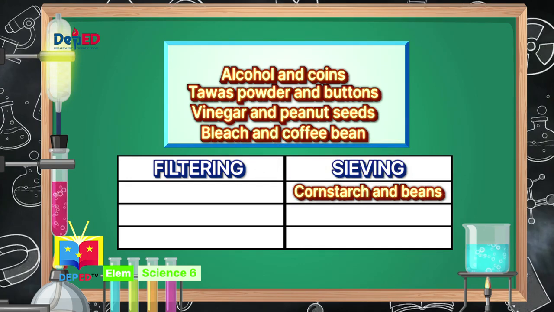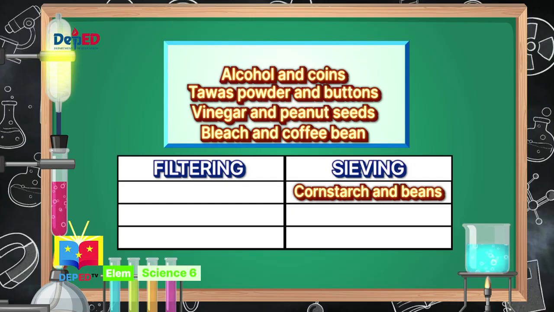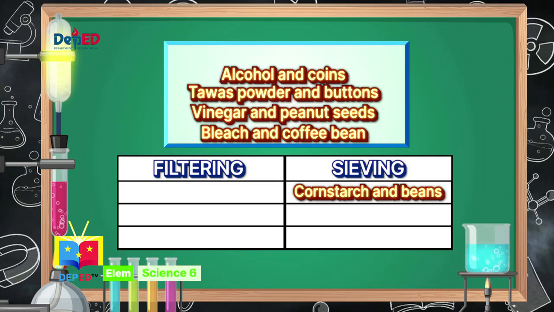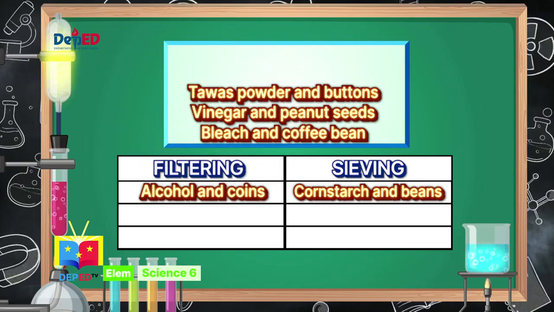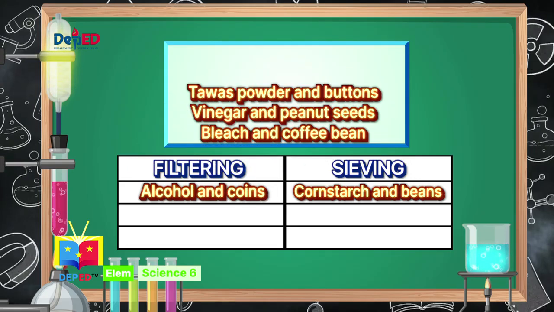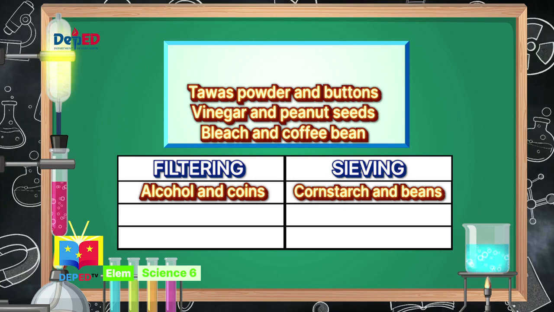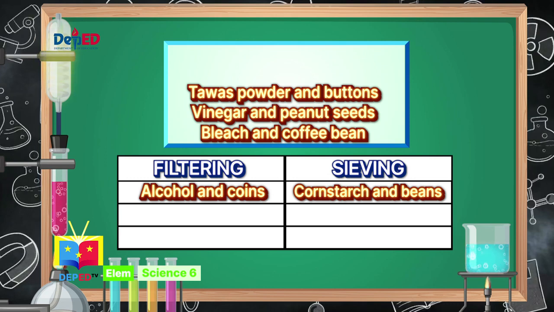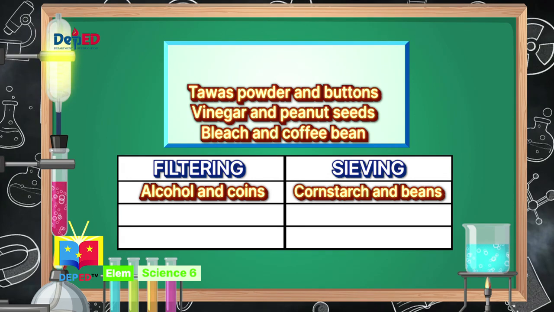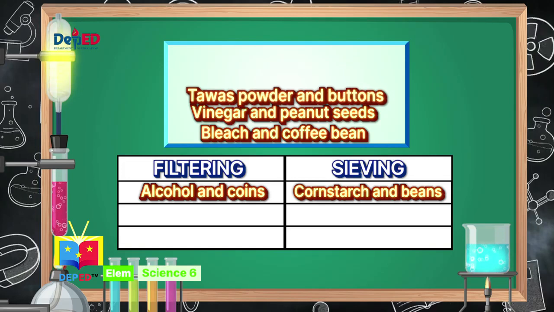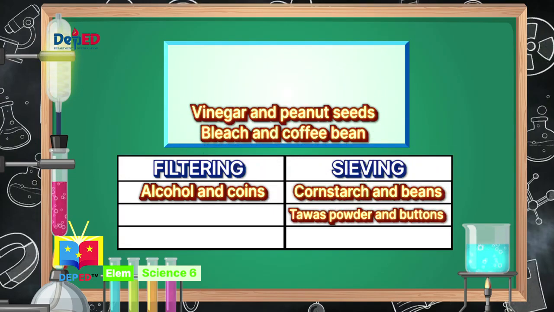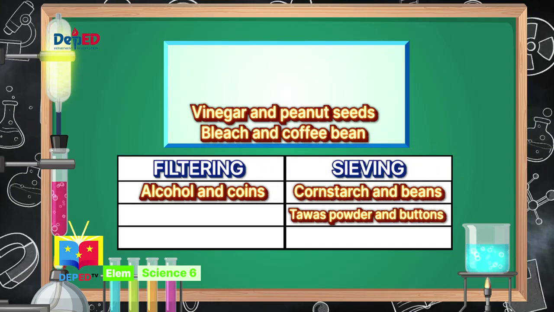Where should we put alcohol and coins? In the filtering column or in the sieving column? Very good, in the filtering column. Where should we put tawas powder and buttons? In the filtering column or in the sieving column? Excellent, in the sieving column.